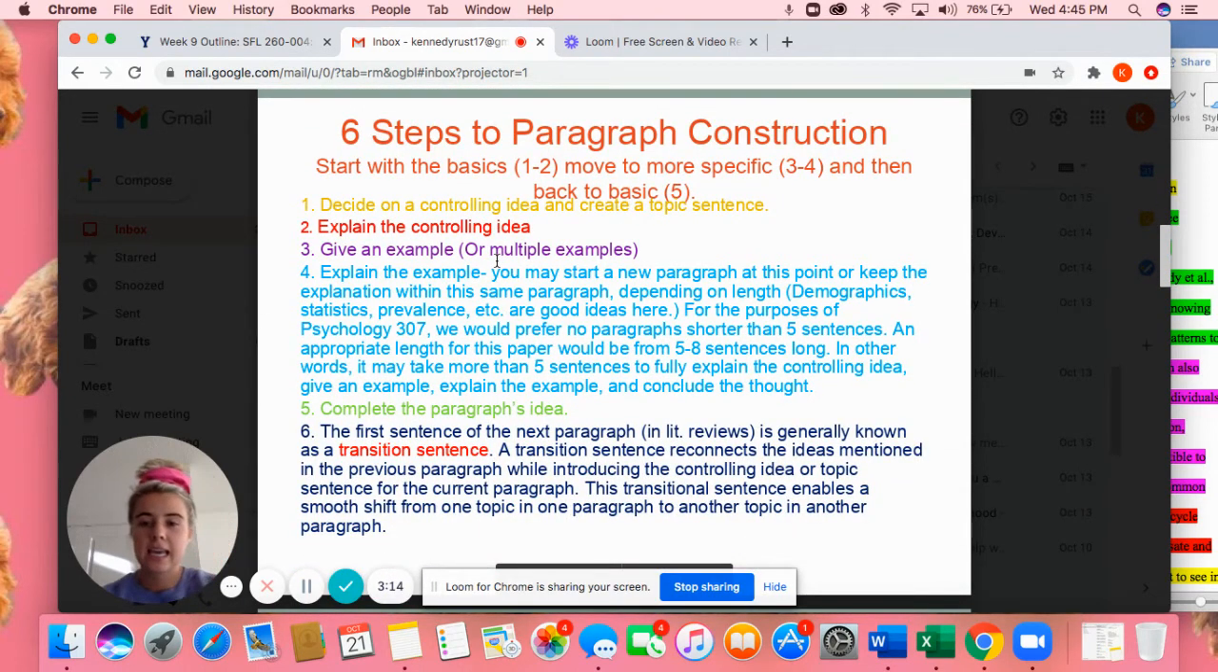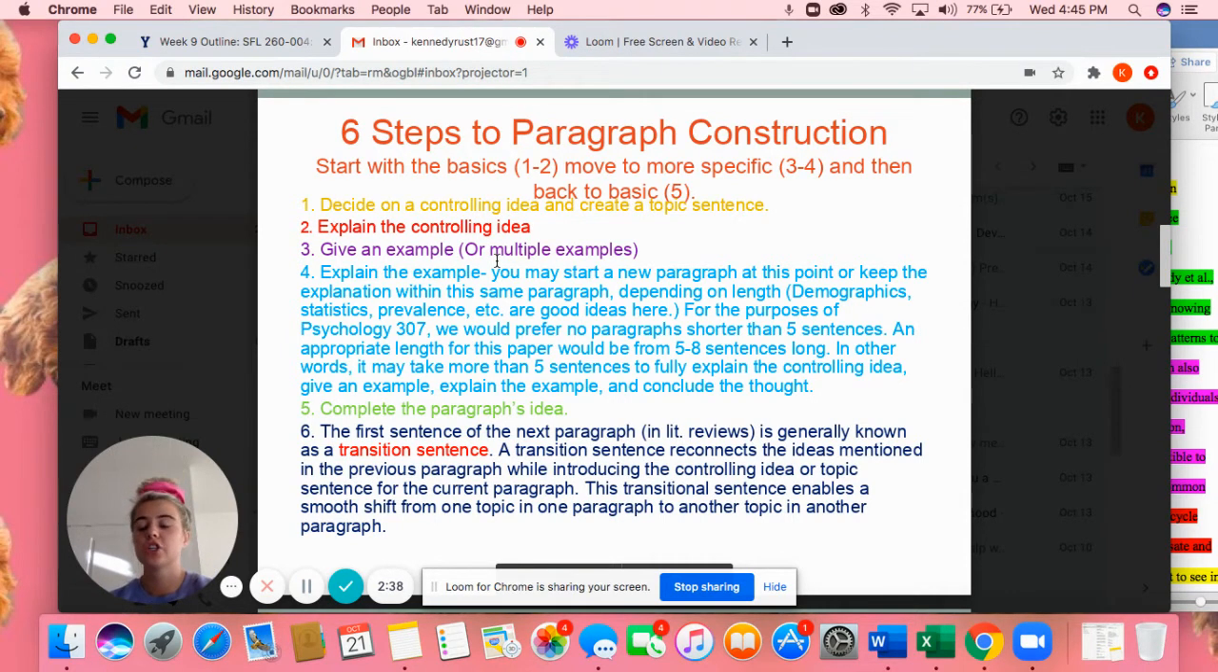The first thing is to create a topic sentence. This is what this paragraph is about. Don't beat around the bush. Just say, hey, this is what we're looking at. Then explain the controlling idea. You're going to explain it by giving an example and then explaining the example 1 or 2 or 3 times. That is usually where you're using your in-text citations and your resources, in your examples. I will show you that on my own paper in the next video, part 2.